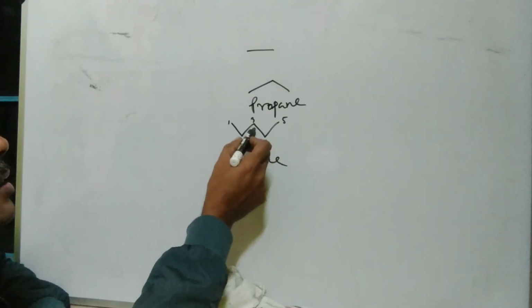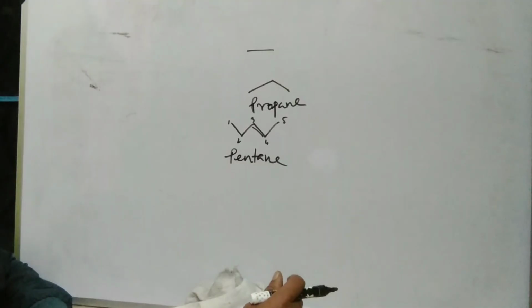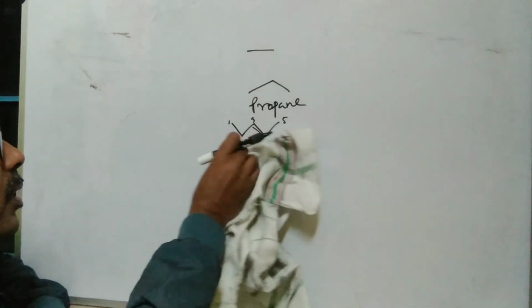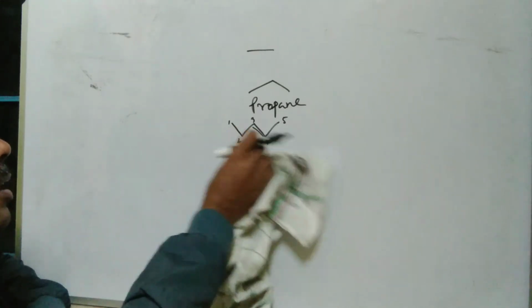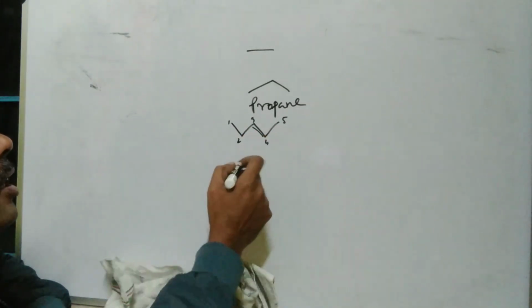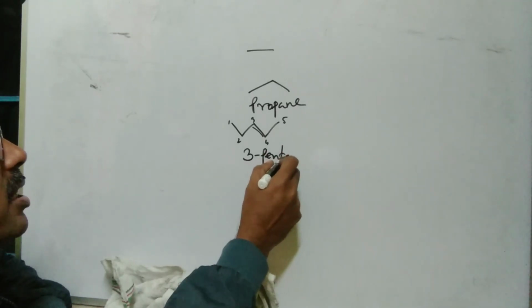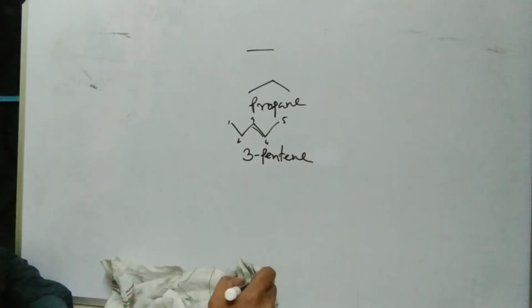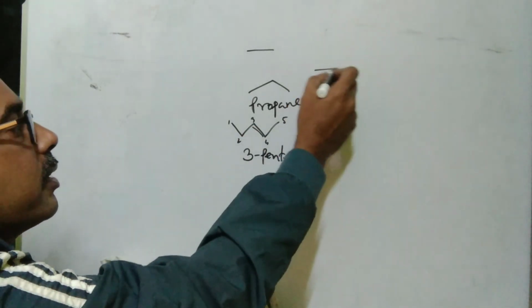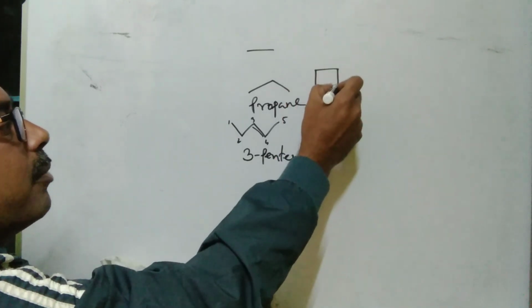Now if a double bond is given between the 3 and 4 carbon, then the compound will be pentene, and the position of the double bond is position 3. So the name of the compound is 3-pentene, where ene is for the double bond. Okay, now if this molecule is given, what will be the name of this compound?